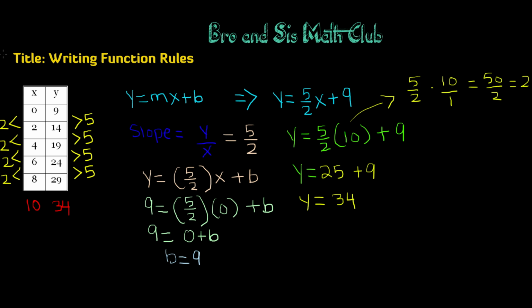And we can check that by applying our rate of change. So from 8 to 10, it increased by 2 again. So that means the y must have increased by 5, which it did. 29 plus 5 is 34.